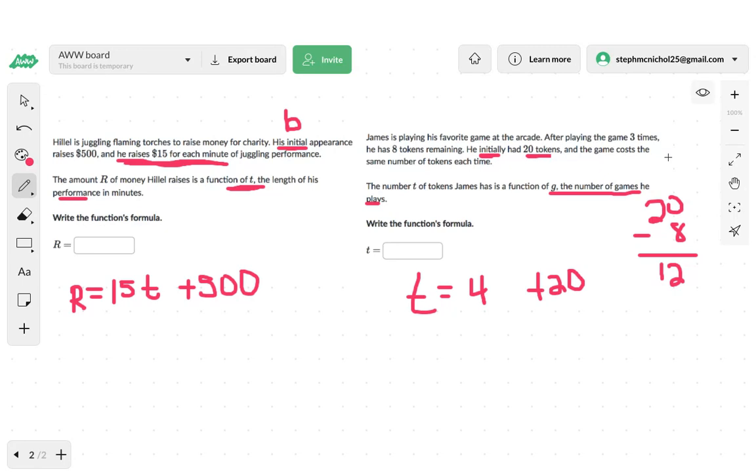So if he played once, it's 4 tokens. He played twice, it's 8 tokens. He played 3 times, it's 12 tokens. All right, and since it's going down, he's using up these tokens, right? Because he originally had 20. We got to be mindful to put in our negative slope.